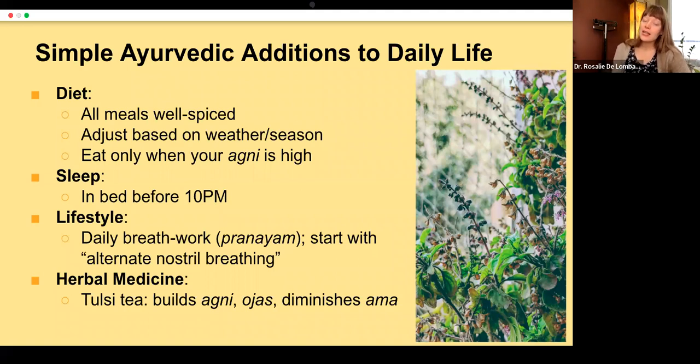Lifestyle involves daily breath work, or pranayama. And the one I like to start with is alternate nostril breathing. And why breath work? It has to do with the fact that we think so often about what to eat, how much water to drink, how much sleep to get, how many steps per day, but we forget about how to breathe. And you can't go 3 minutes without a breath, ultimately. It's a lost art.